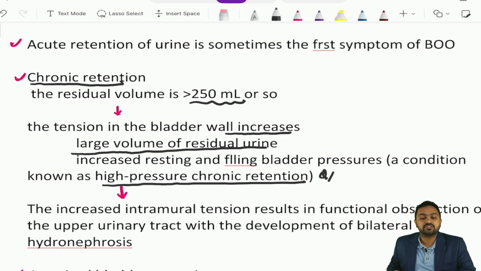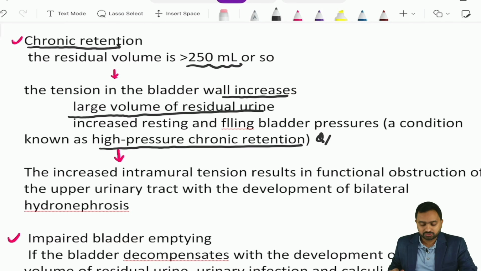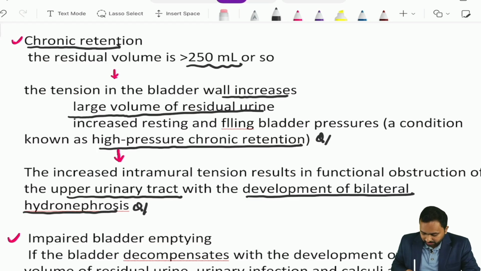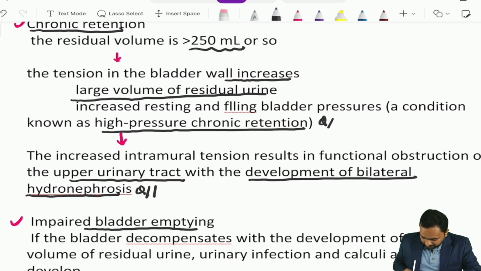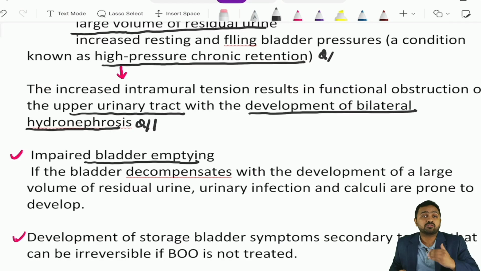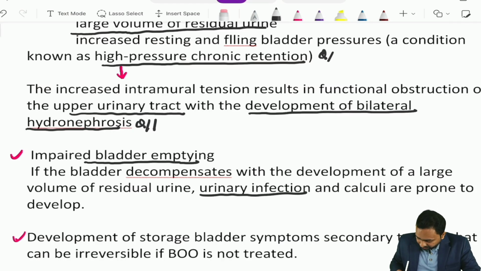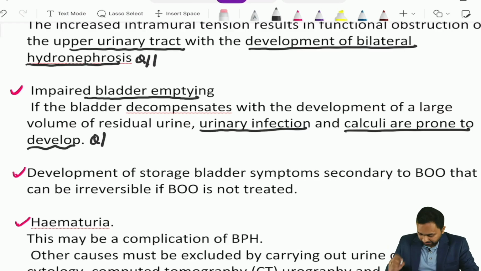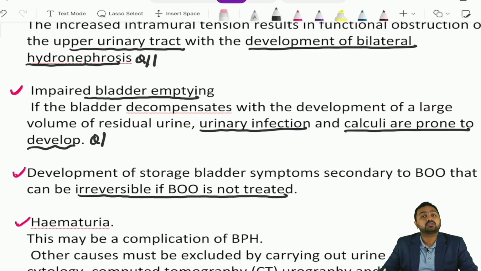Now this increased intramural tension results in functional obstruction of the upper urinary tract with the development of bilateral hydronephrosis. Also there is impaired bladder emptying. Now if the bladder decompensates with the development of a large volume of residual urine, urinary infection and calculi are prone to develop. Then there would be development of storage bladder symptoms secondary to BO that can be irreversible if BO is not treated. Then there could be hematuria.